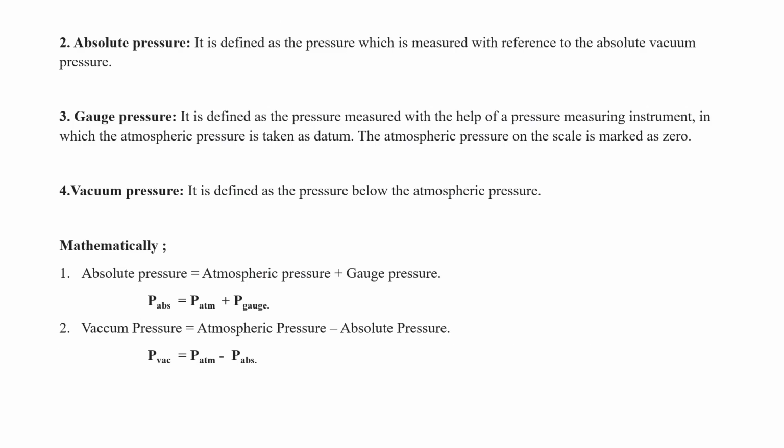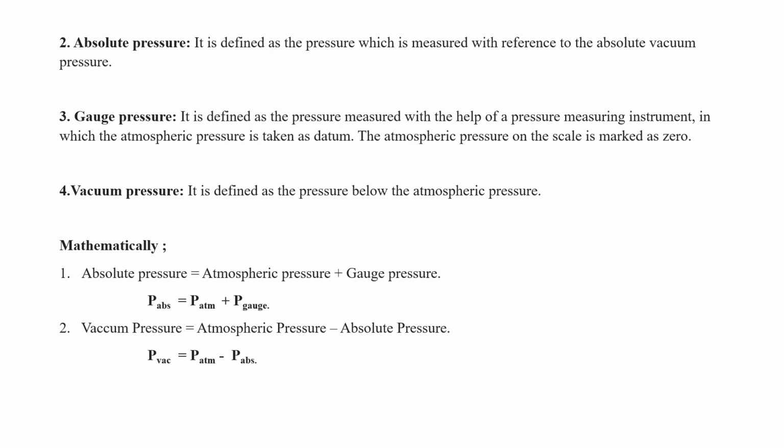Second is absolute pressure. It is the pressure which is measured with reference to the absolute vacuum. Then the gauge pressure, which is defined as the pressure measured with the help of a pressure measuring instrument, in which the atmospheric pressure is taken as datum. The atmospheric pressure on the scale is marked as 0. Fourth is vacuum pressure. It is the pressure below the atmospheric pressure.